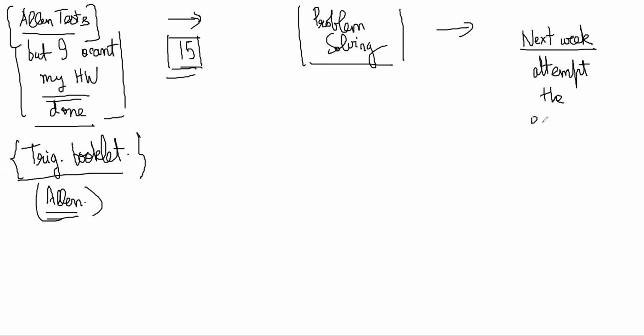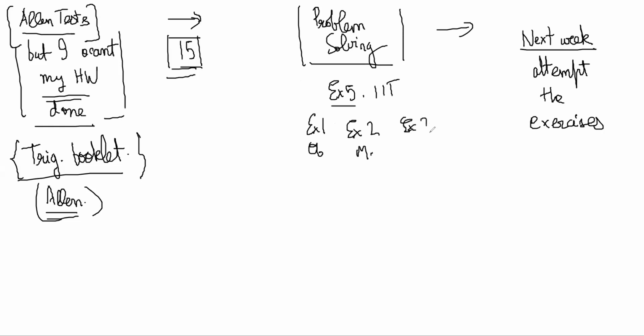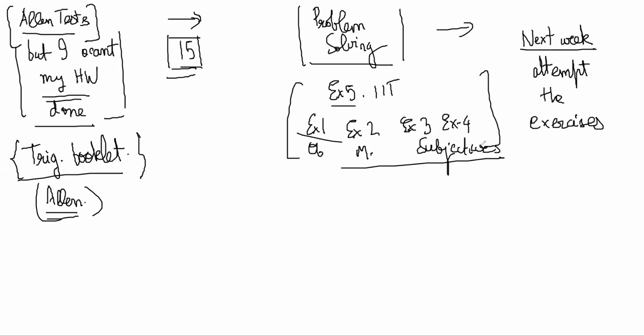Attempt the exercises. Basically right now you are in exercise 1, and there are exercises till 5. Exercise 5 is IIT questions. Exercise 1 is objective, 2 is multiple correct, 3 and 4 are subjectives. Right? So I want you to attempt till exercise 5. There is 1 week time. Last week you should have spent in attempting it.